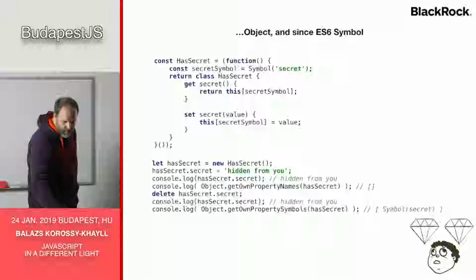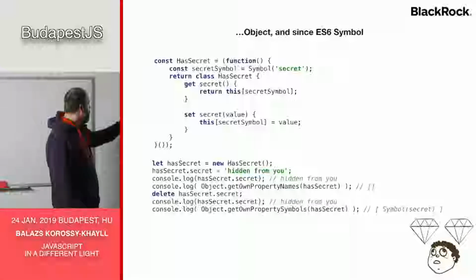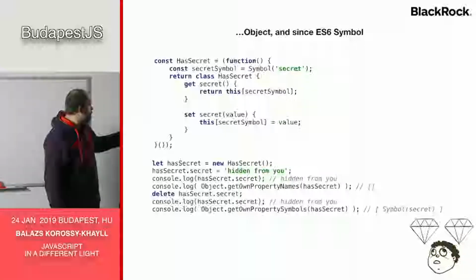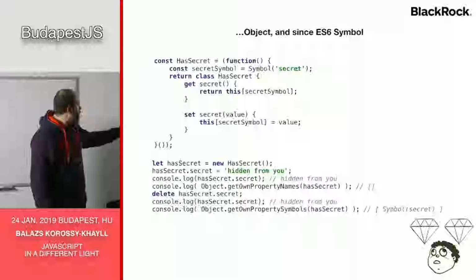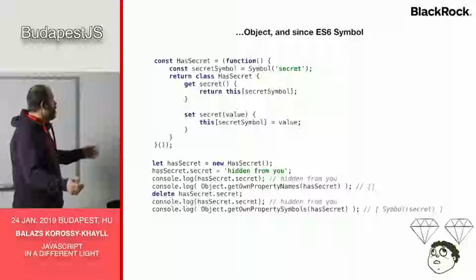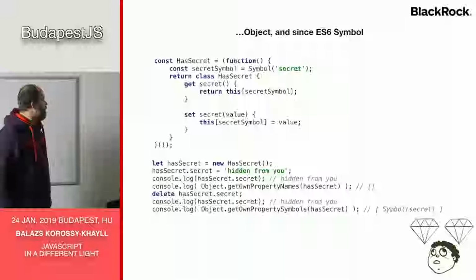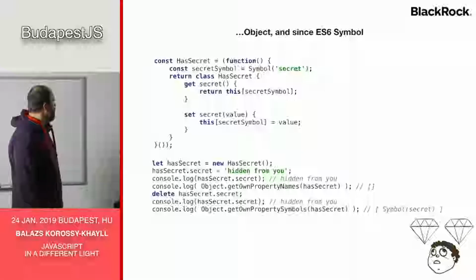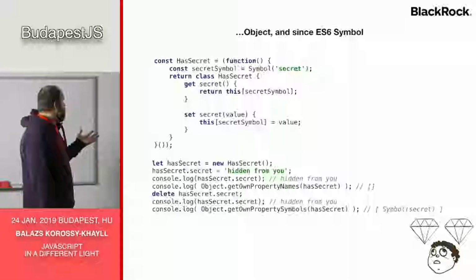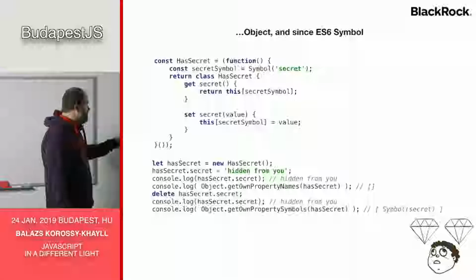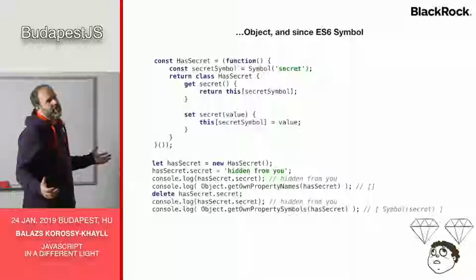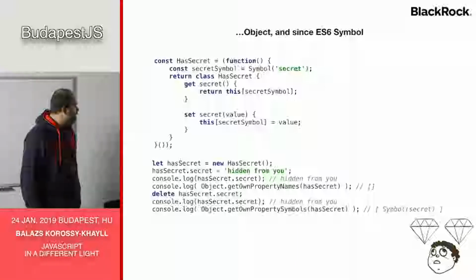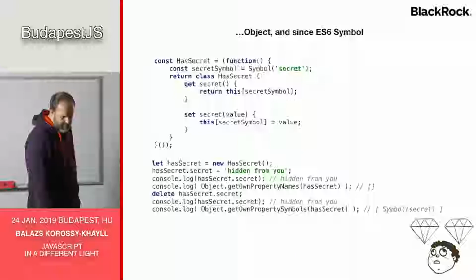If you do these things, you can create this new object, you can set the value of the secret, you can obviously get the value, but if you log out the own property names of this object, you will get an empty array, because symbols are not enumerable and they are also anonymous. So delete has no effect, it's still there. It's not quite private. The only way to get these symbols is by the getOwnPropertySymbols method.